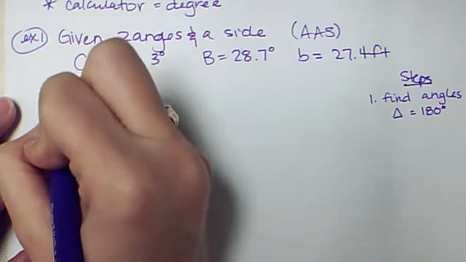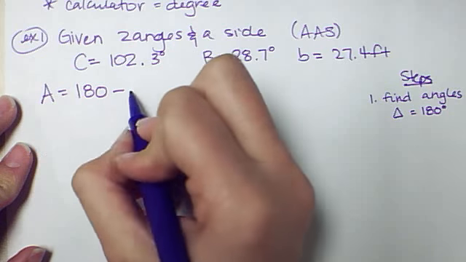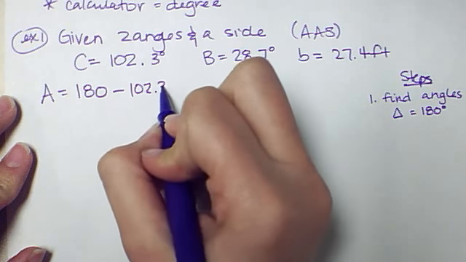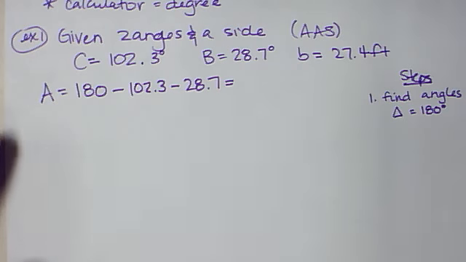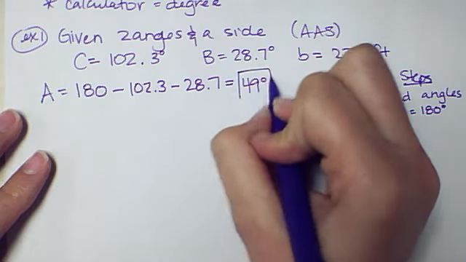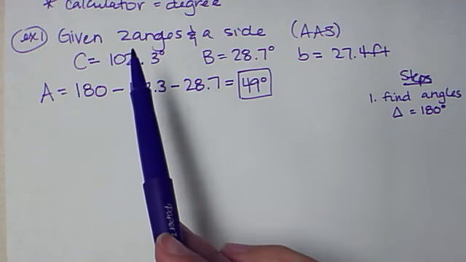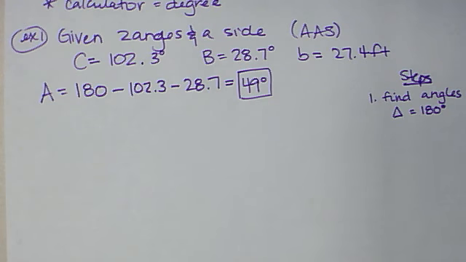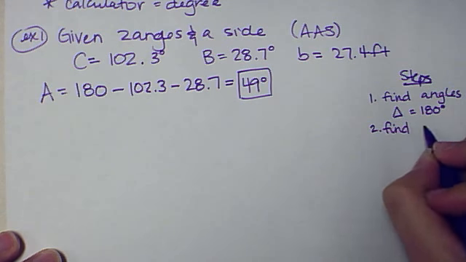Okay, so angle A, that's the one that I'm missing. I'm going to do 180 minus 102.3 minus 28.7. And when I plug that into my calculator, my angle is 49 degrees. Okay, so my first thing that I figured out is now I have all three angles. My angles are 28.7, 102.3, and 49 degrees. I have one side and I'm missing the other two. So now I want to find my sides.